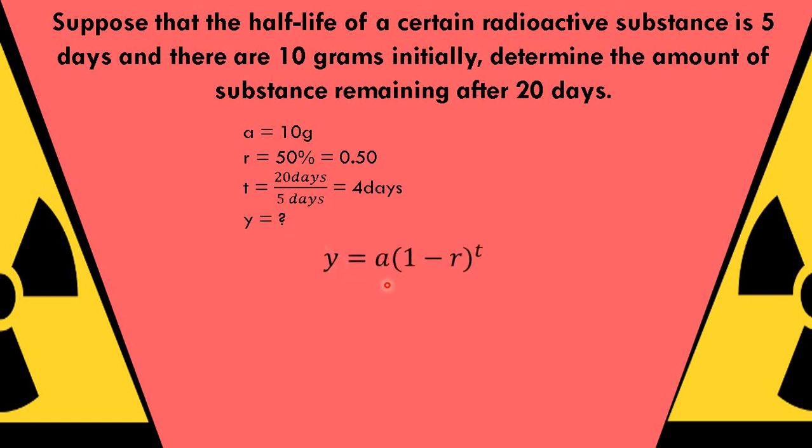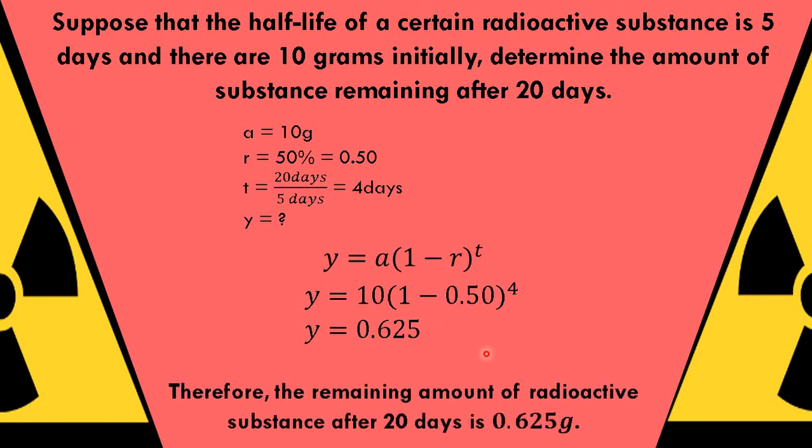So y is equal to a times 1 minus r raised to t. Substitute the given information into the formula. So we have y equals 10 times 1 minus 0.50 raised to 4. y equals 0.625. So therefore, the remaining amount of radioactive substance after 20 days is 0.625 grams.